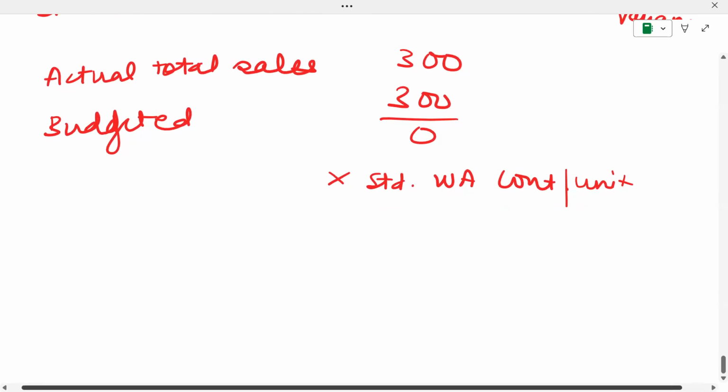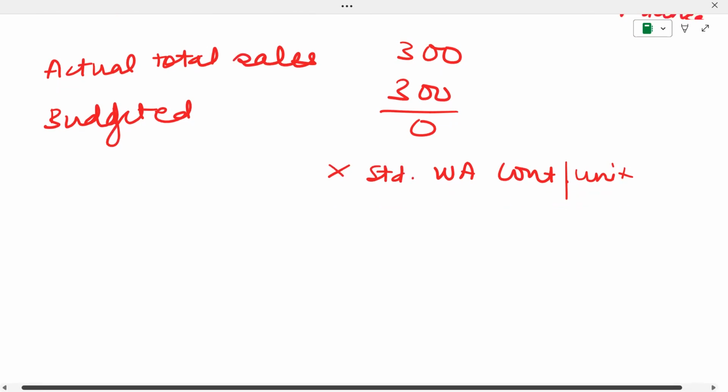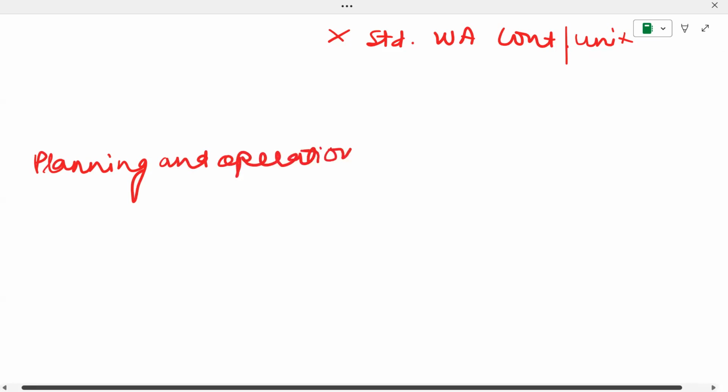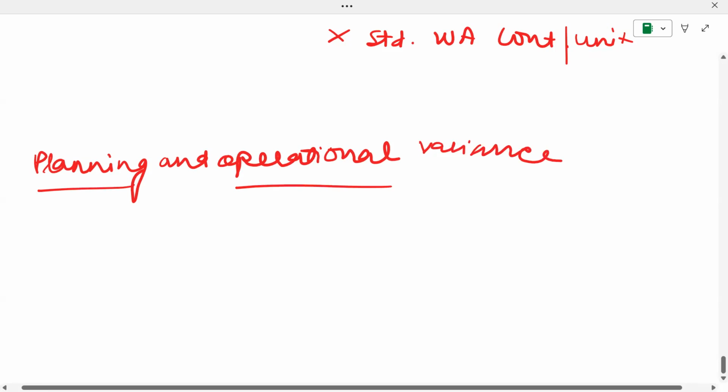Now, the next thing that we talk about is going to be the planning and operational variances. So if I talk about planning and operational variances, basically this is the division of the variances between their two components. The variances are already consisting of these components. We are just splitting them to find out where exactly the fault is: is the fault there in planning or is the fault there in operations?